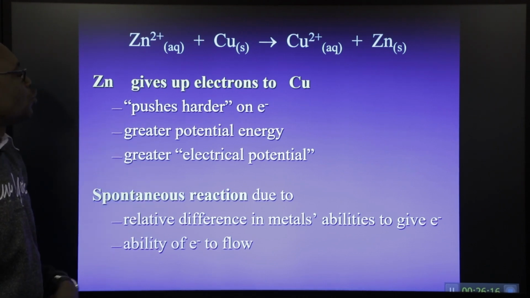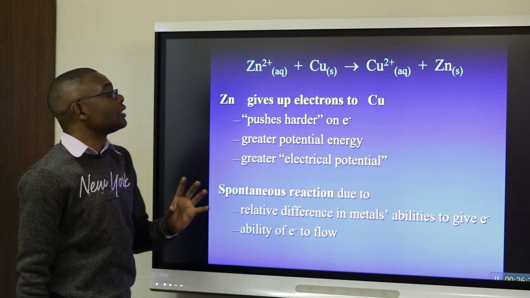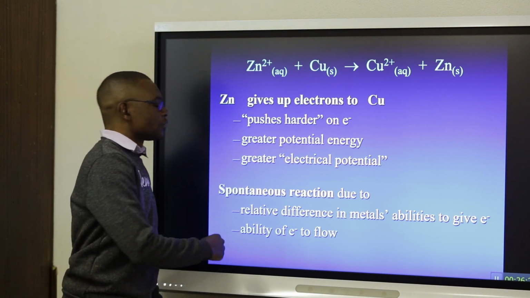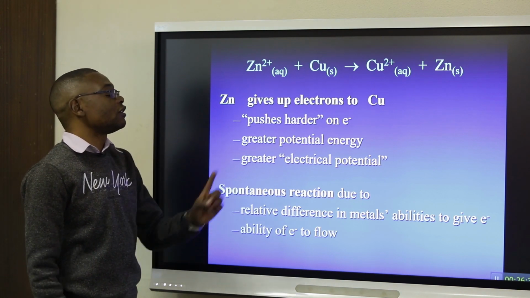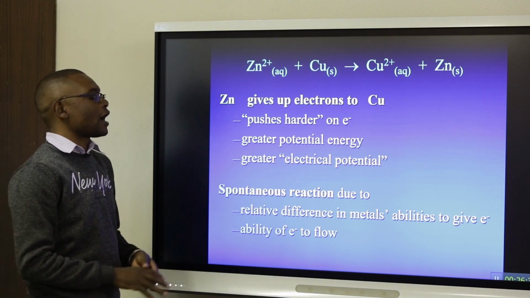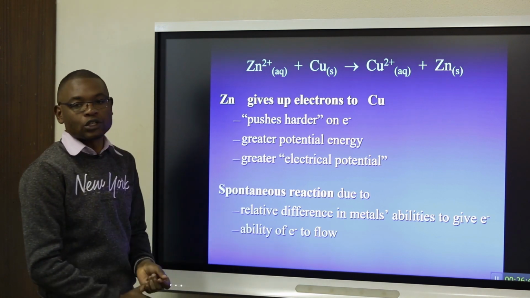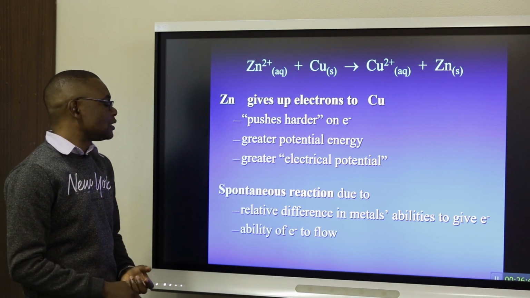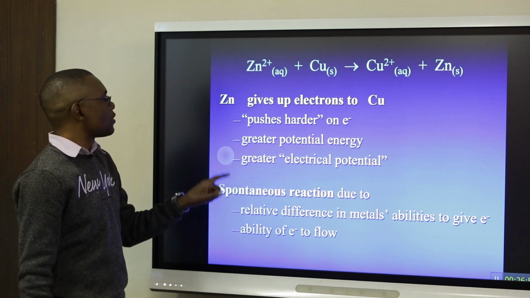So zinc is capable of pushing so hard on the electron gradient and will generate a greater potential energy and greater electrical potential. So these potential spontaneous reactions occur due to the relative difference in metals' ability to push or give away electrons, and when they strongly push electrons out of their system, we are saying they facilitate an ability of electron flow through the electrochemical cell. Okay.